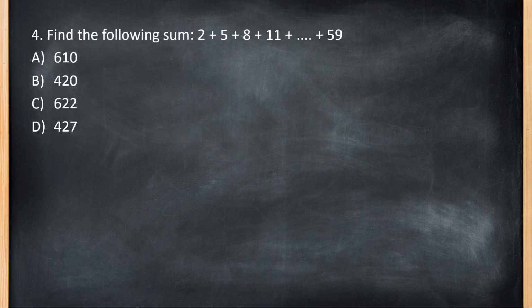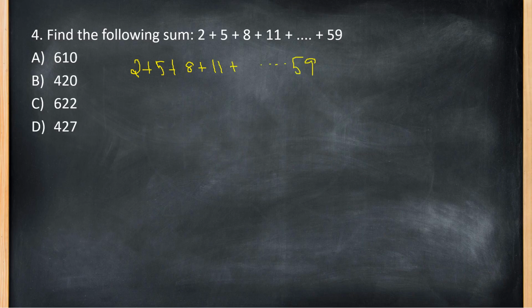Find the following sum. Okay, so here we just have the sum of numbers, which is 2 plus 5 plus 8 plus 11 plus so on, and it goes on till 59.